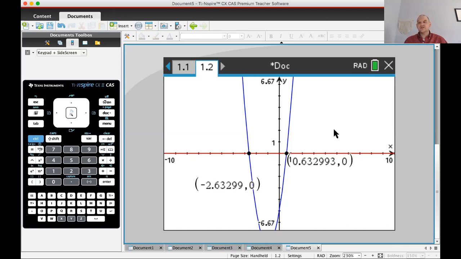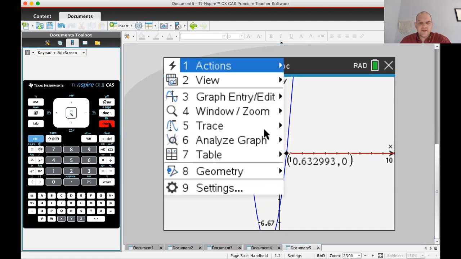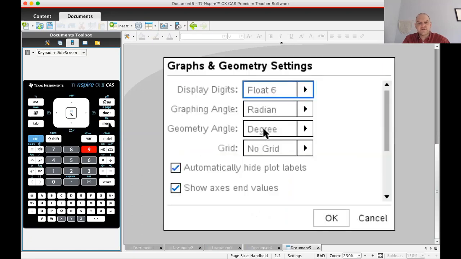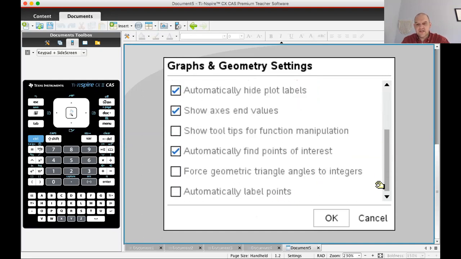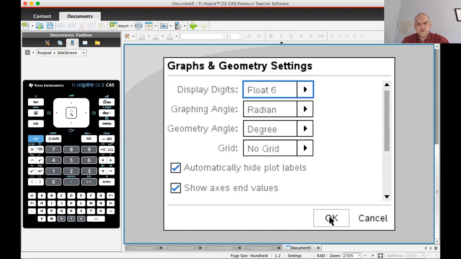That's it. That's how we do it, right? If you're not seeing enough decimal places on the graph page, press menu, go to option 9. So graphs have their own settings page, which is kind of annoying. Change your display digits to float 6. I use float 6 all the time. It's enough for every question that you're going to do in my notes, and I think just every question you'll run into. You don't have to change anything else, but press OK.